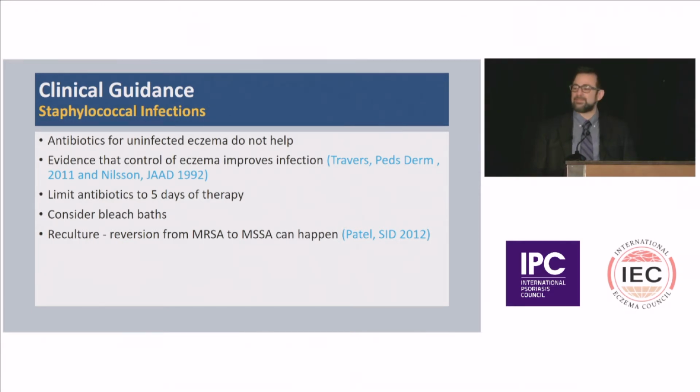So, clinical guidance: antibiotics for uninfected eczema don't help. That's what the systematic reviews confirm. There's pretty good evidence that control of eczema does improve infection rates. We limit antibiotic use to 5 days. There's some in vitro data to support that and reducing resistance. Consider bleach baths for recurring infections, and then reculture. Dr. Hannafin showed that you can reverse your MRSA status to MSSA.